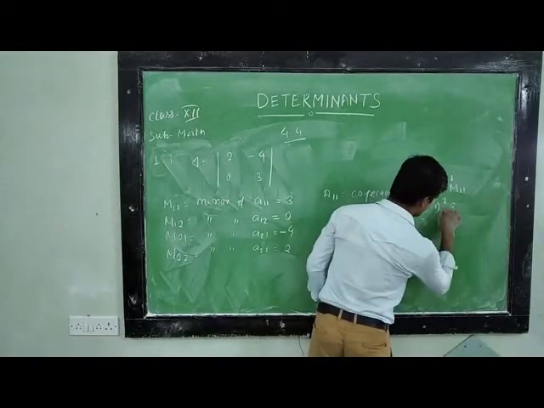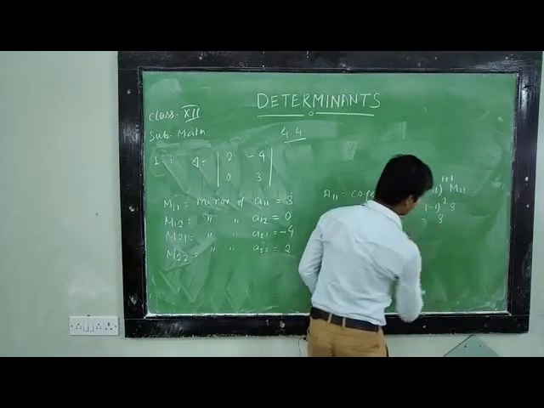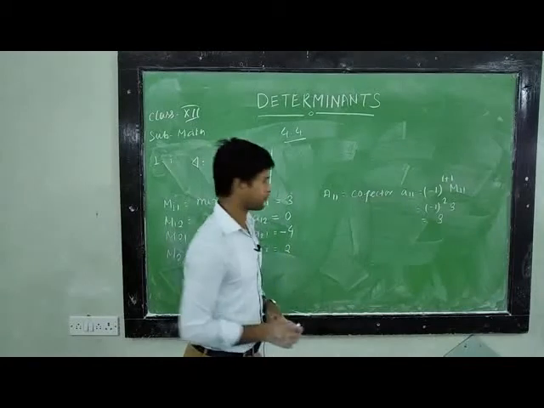So that is equal to minus 1 whole square, that is equal to plus 1. So plus 1 into 3 equal to 3. So cofactor of A11 is equal to 3.